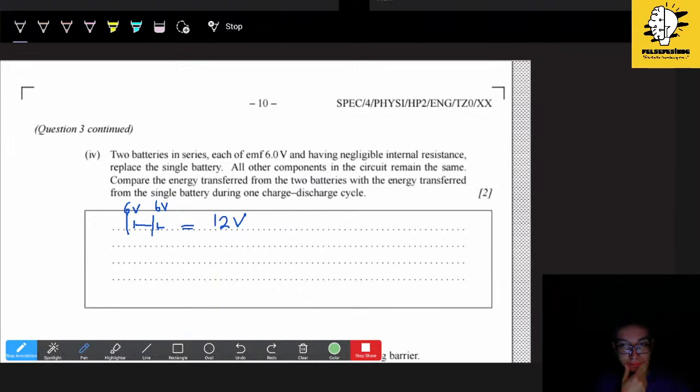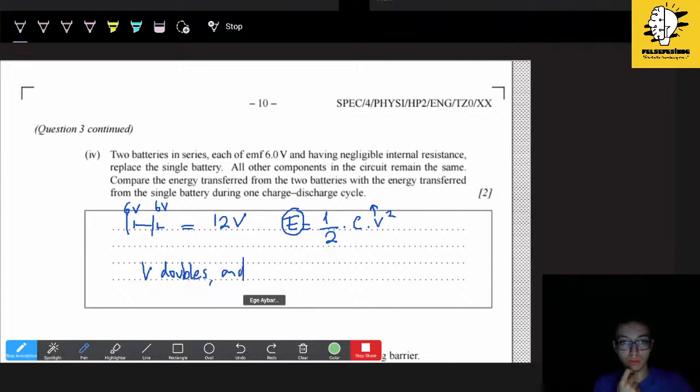So let's remind ourselves of the energy equation for capacitors. It's in the data book, you don't have to memorize. This is the capacitor, this is the voltage, and we know that the voltage is being doubled. If it is being increased by a factor of 2, the total energy will increase by a factor of 4. So V doubles and energy is increased by times 4. We can write this. It's the perfect answer.